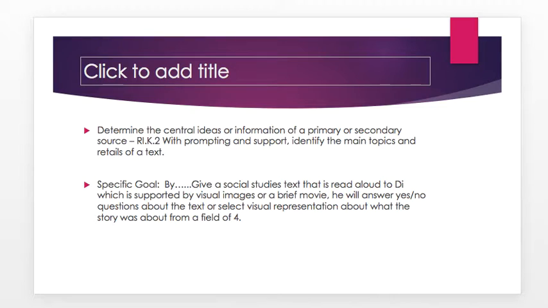By May 2017, or whatever your time period is, given a social studies text that's read aloud, here's my accommodation to D, which is supported by visual images or a brief movie, also an adaptation based on his learning strength. He will answer yes and no questions about the text or select a visual representation about what the story was about from a field of 4. So given 4 different photos, he would pick out the one that was most about what the story was about, the key theme or key idea of that. All right, so there's multiple ways that he can show that he was engaged in the learning.